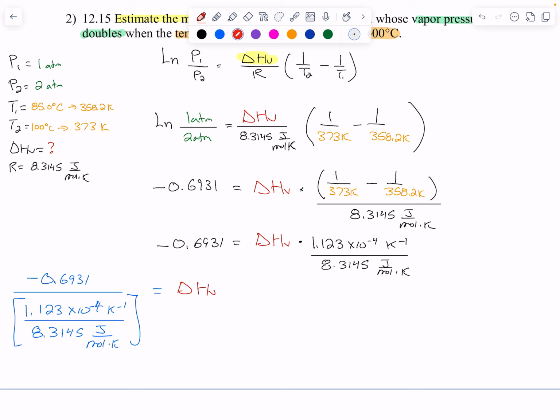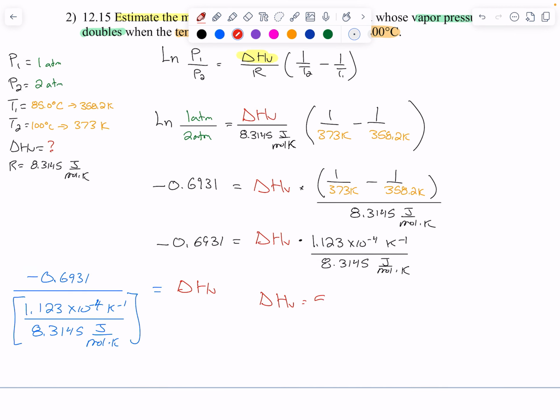All right, so in the calculator, hopefully we can do that now, delta HV. You take your 0.6931 divided by, I would just divide twice in the calculator. Make sure you use the times 10 button correctly. I get 51,300 joules per mole, or 51.3 kilojoules per mole. So that's what I get for number 2.